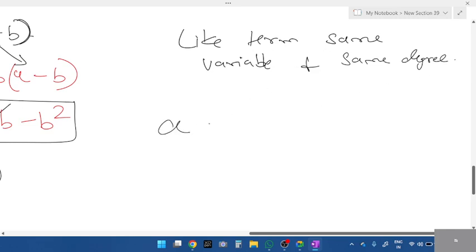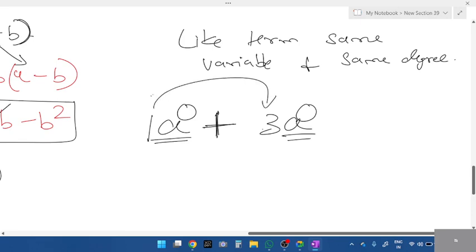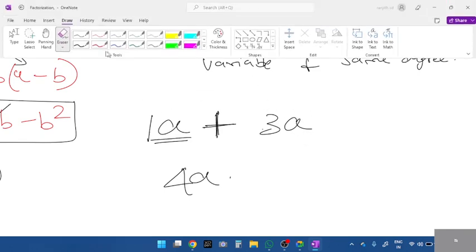This is the concept. Same variable, same degree. For example, a plus 3a. 3 doesn't matter here. Just check the variable alphabets are the same. What about the degree? Both have 1, right? So they are like terms. If they are like terms, what's the sign in between? Plus. So you can add them. 1 plus 3, what is 1 plus 3? 4a. The answer is 4a. This is known as like terms. Now, what if I write a square? Do you think they are like terms now?